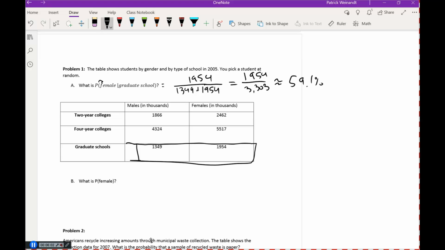When you're working with these conditional probabilities, you want to address that given condition and let that be your denominator. Basically, you want to determine how many possible outcomes there are when given a certain situation. Then, of those outcomes, which ones are the desirable outcomes? Put those in the numerator.